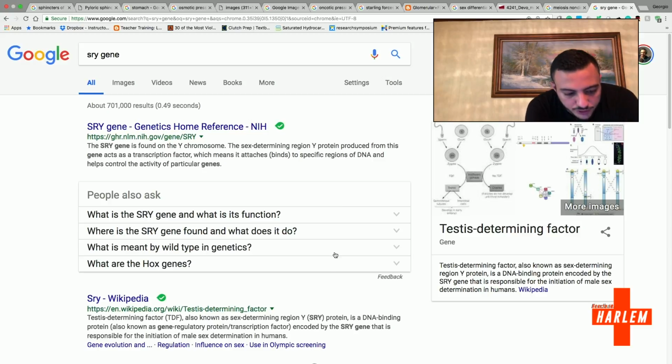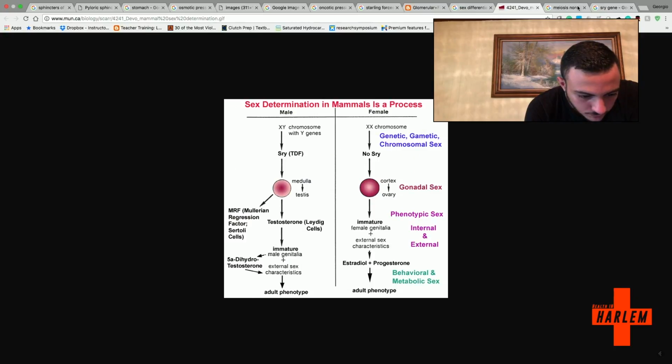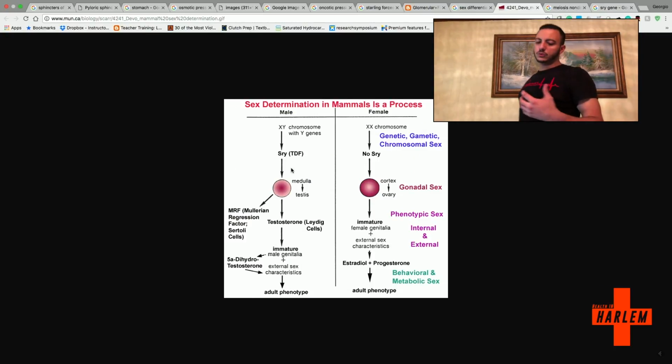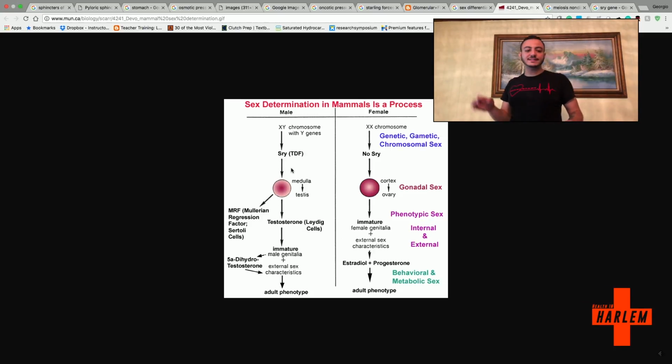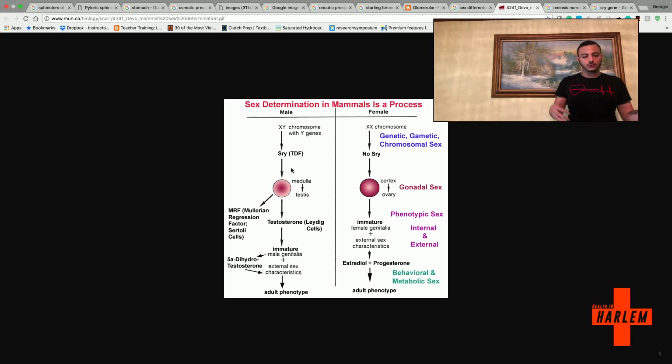Sex determining region on Y. So this is a specific gene that is going to be found on the Y chromosome. And if it is found there, then you will start to begin the process of differentiation in a correct way, for it to be able to establish male characteristics. And if it's not found, you will go towards the default state, which is female.